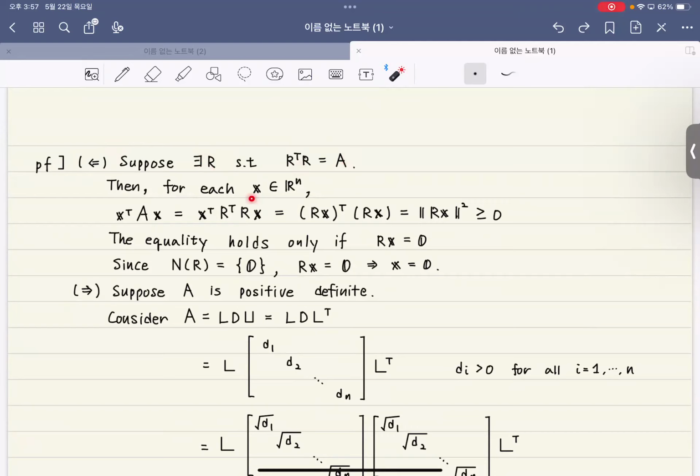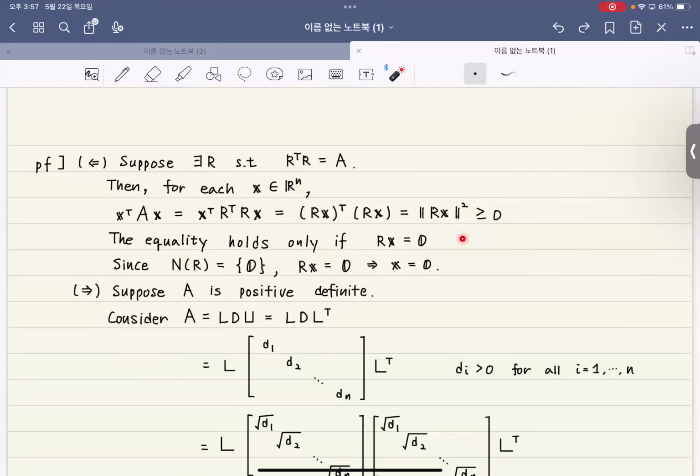Now choose any vector x, and I want to compute x^T A x, replacing A by R^T R. And x^T R^T can be written as (Rx) transpose. And this is just simply the inner product of the vector Rx with itself, right? And the inner product is always non-negative, right? So this is always greater than or equal to 0.